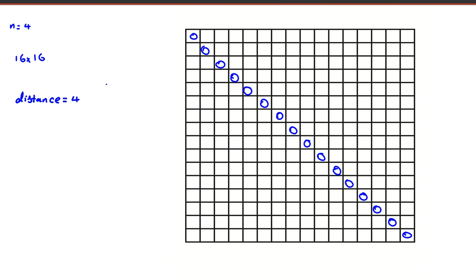So let's see. If the distance is 4, let's move it 1, 2, 3, 4. The next one, 1, 2, 3, 4. Next one, 1, 2, 3, 4. Let's see.